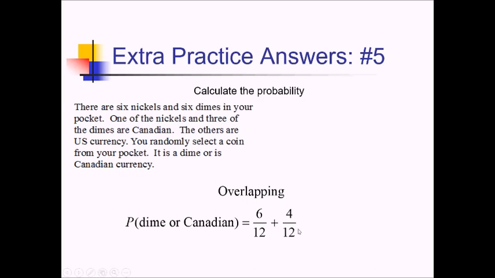So now we've got the probability of dimes and Canadian coins, but some of the dimes are Canadian coins. So we have to subtract those so we're not counting them twice. Now they said here that 3 of the dimes are Canadians. So we're going to have to subtract 3 over 12. And now if we put this all together, 6 plus 4 is 10, minus 3 is 7, so that's 7/12 chance of getting a dime or a Canadian coin.